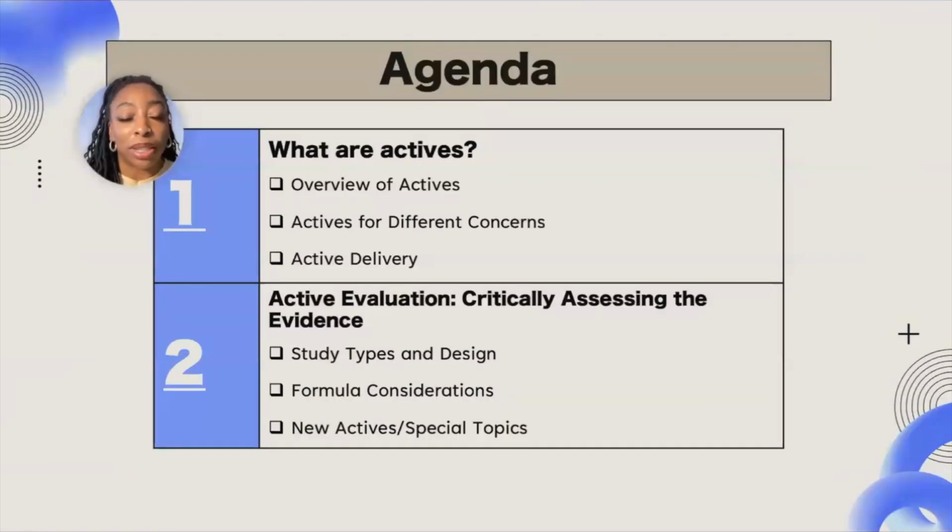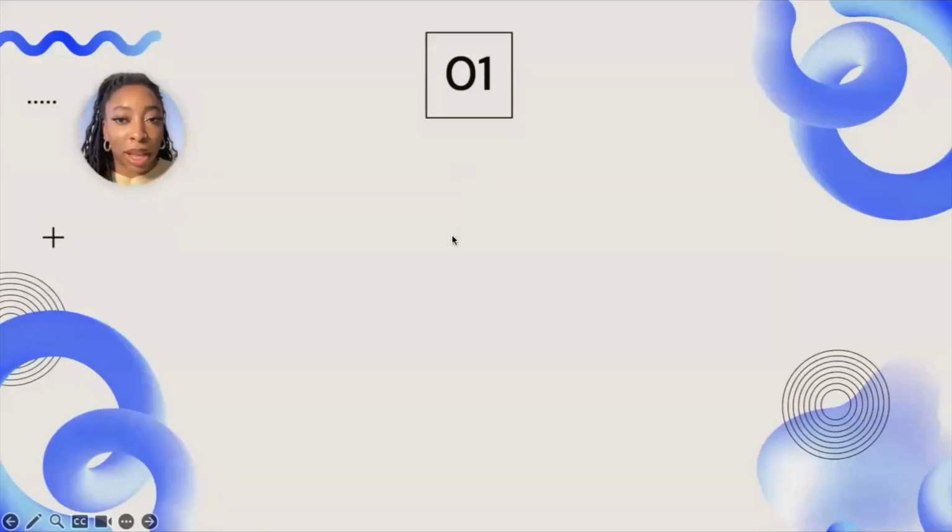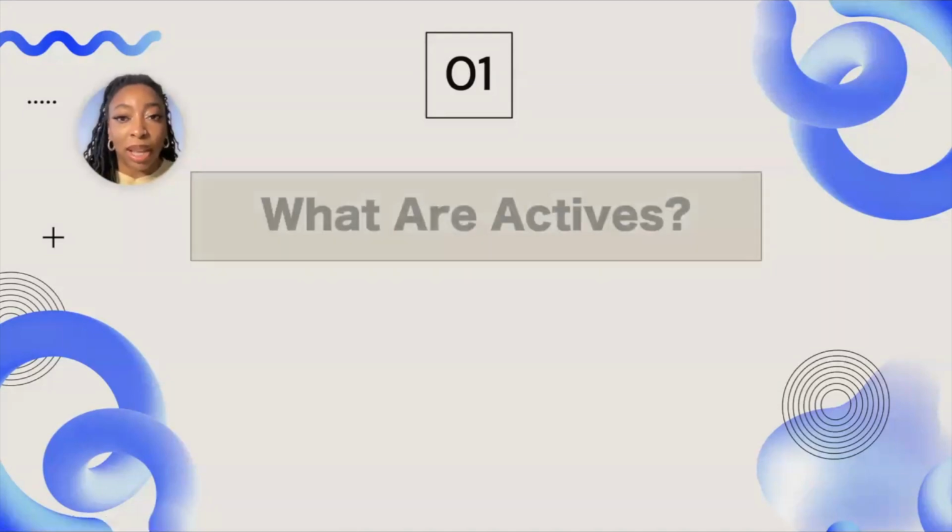So here's a brief rundown of today's presentation. We have two parts. In the first part, we're going to go through a brief overview of actives. We're going to talk about actives for different skin concerns and challenges to active delivery. In the second part of this presentation, we are going to focus on active evaluation and critically assessing the evidence behind different actives. This is extremely important whether you are a consumer looking to buy a product with an active ingredient and incorporate it into your skincare routine, or if you're a formulator that wants to incorporate a particular active into a product. To begin, what are actives?